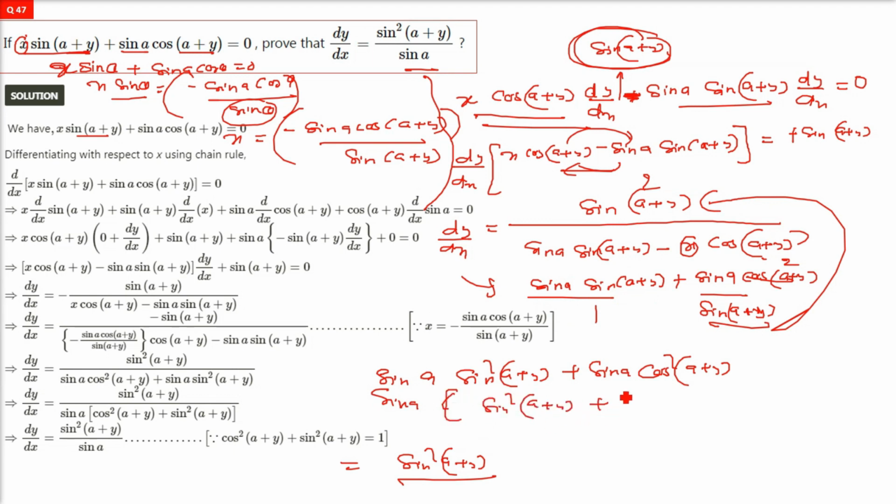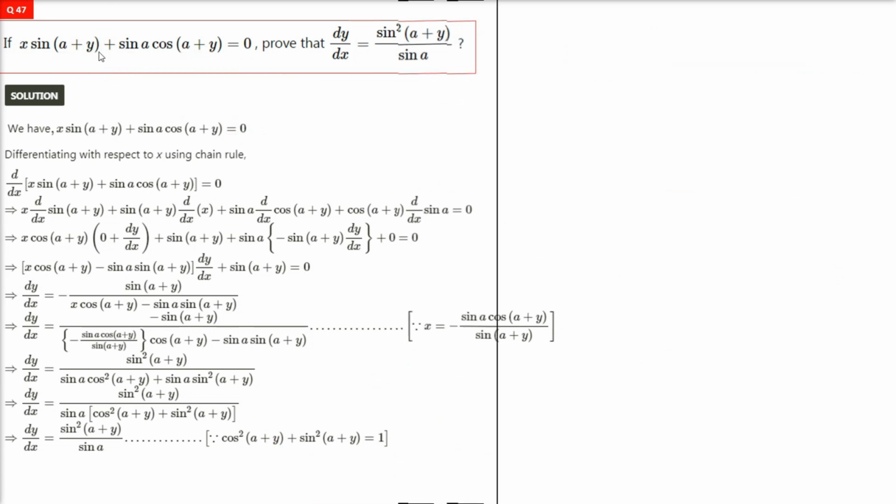And sin square theta plus cos square theta is what? Or sin square (a plus y) plus cos square (a plus y) is what? It is going to be 1. So only sin a will remain in the denominator. So this is your final answer. Alright, this is your dy by dx.